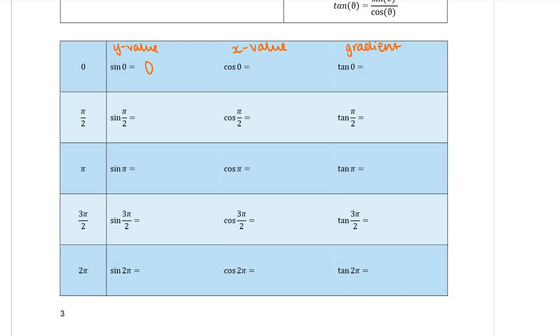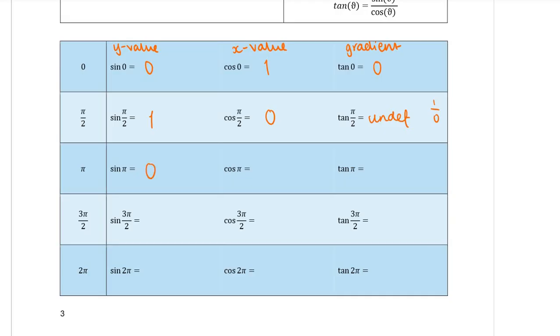That means the x value is going to be 1 because with our unit circle we're working with a radius of 1. And then our tan is also going to be 0 because we've got a horizontal line. Now for sine pi on 2, that's that quarter way around, we can see that our y value would be 1, our x value would be 0, and our gradient would actually be undefined. And if you needed to check that, you'd see it would be 1 over 0, which is undefined, okay?